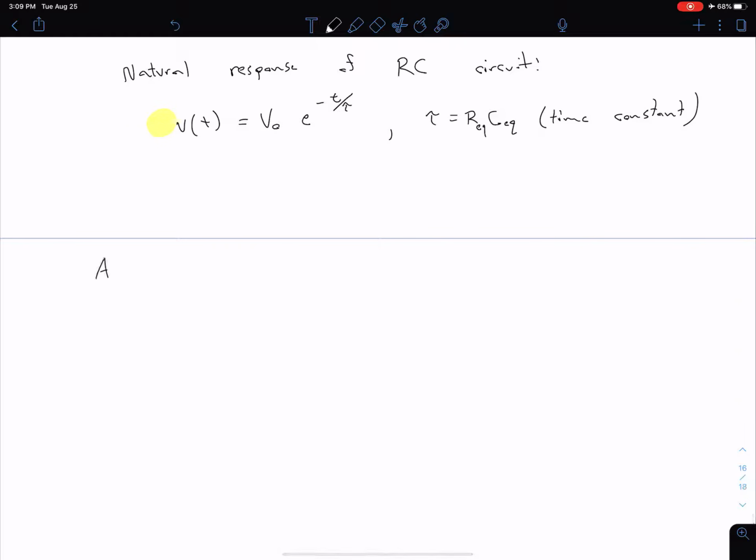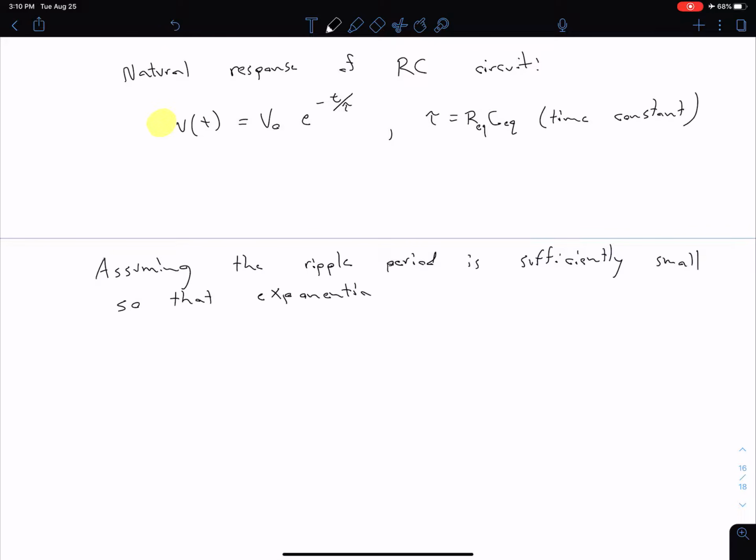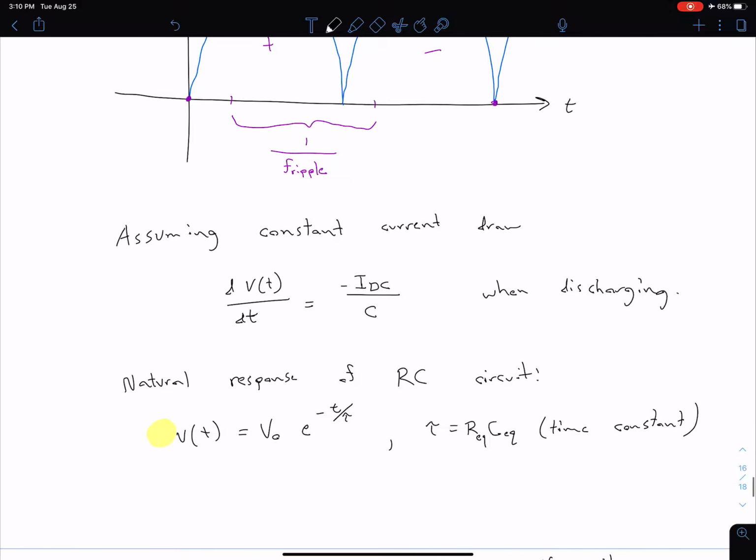So let me put that in words here. We're assuming that our ripple period, which is just 1 over our ripple frequency, is sufficiently small, so that our exponential decrease can be approximated as linear.